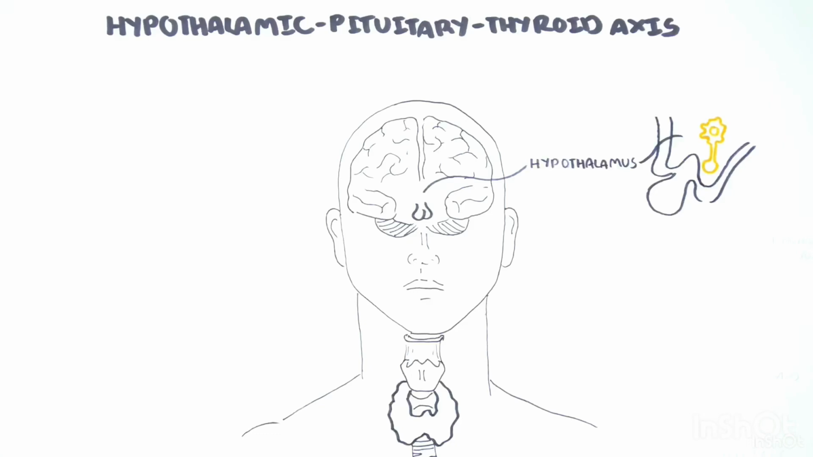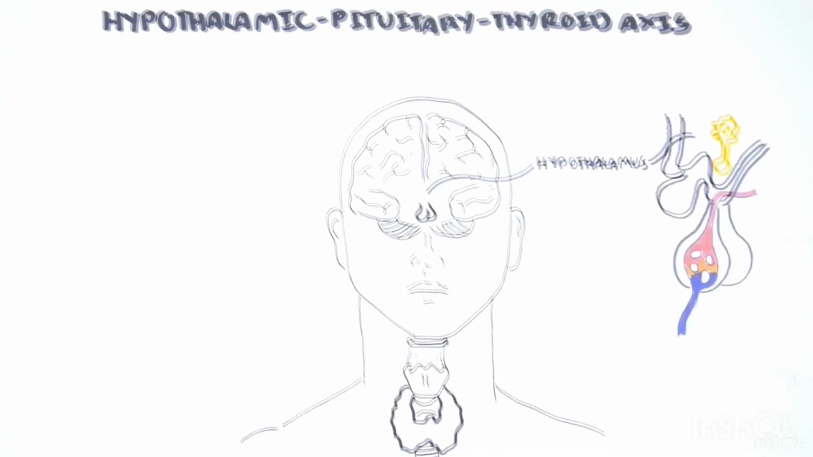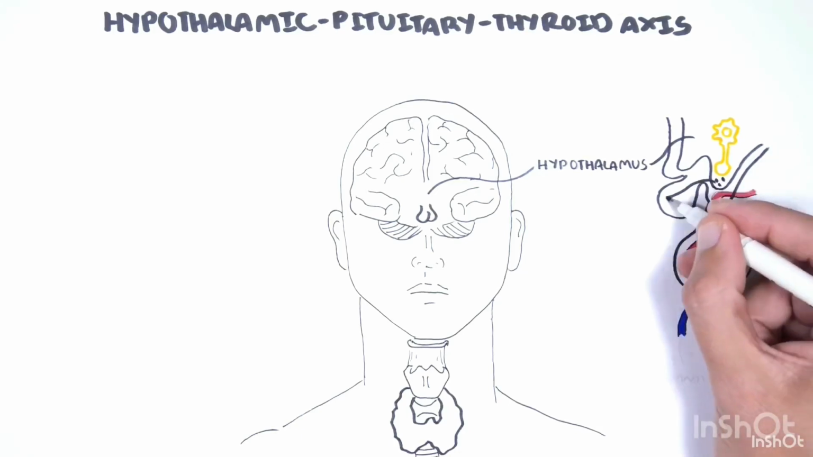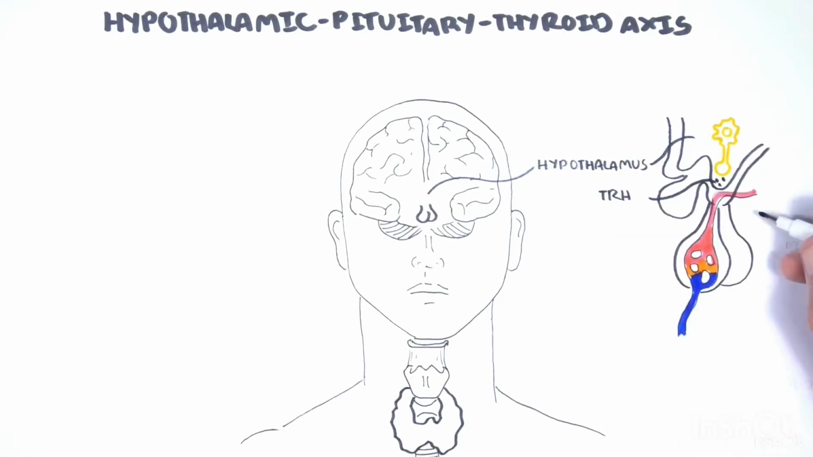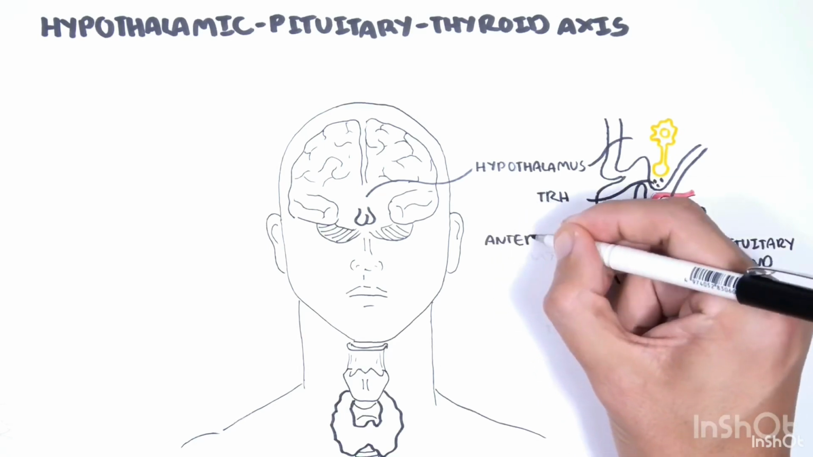The thyroid gland is located at the base of the neck and wraps around the trachea just below the cricoid cartilage. Here is a zoomed in structure of the hypothalamus and pituitary gland. The hypothalamic pituitary thyroid axis is under the control of neurons located in the median region that synthesize and release thyrotropin releasing hormone, TRH, into the pituitary portal circulation.